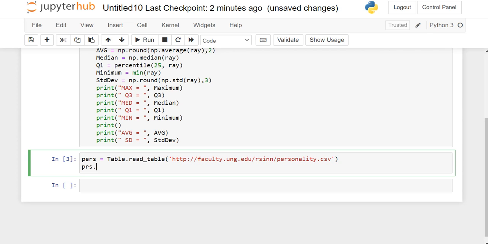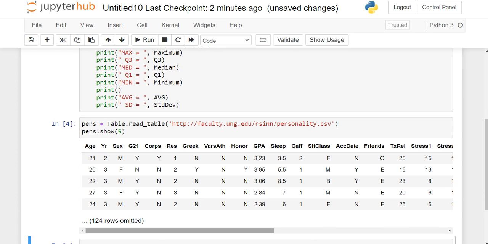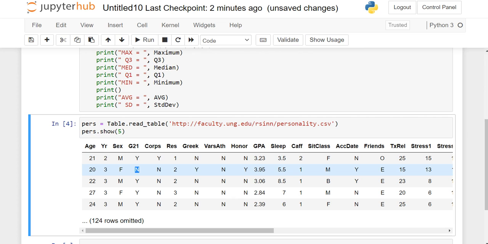So let's do pers.show 5. And so you can see that we have a ton of variables here. Your age, year in school, sex, male or female. This is biological sex. The G21 is your age greater than or equal to 21 years old. So anybody who says no is not yet 21. They're 20 years old or younger.